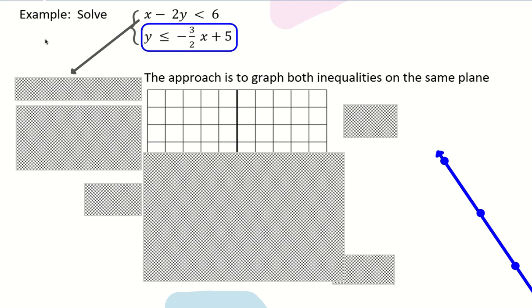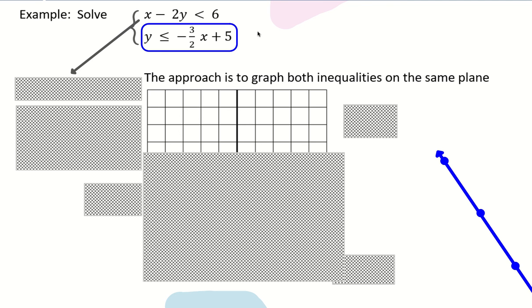So here's an example. Here's our system of two linear inequalities. And if you want to boil this down as simply as possible, the approach is just to graph both of these on the same plane. Like I always say, if you know how to graph one of these at a time, you sure as heck can graph two at a time. That's all you're really doing, and there's going to be a tiny plot twist on top of that.